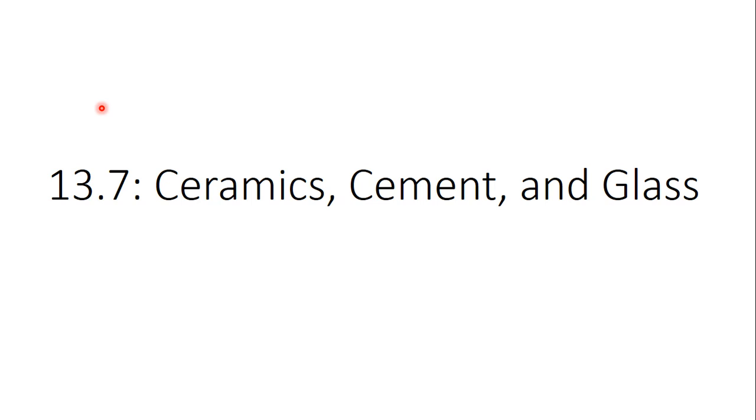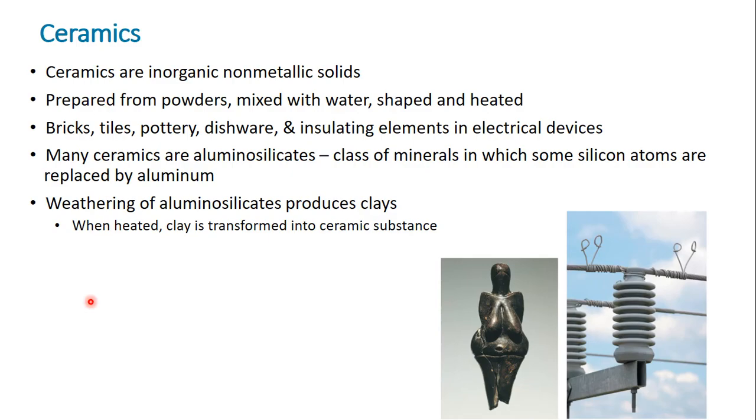In this video, we're going to look at some common materials you can make from the solids we've been talking about in the previous videos. And that would be your ceramics, cement, and glass. So let's talk about ceramics first. These are inorganic, non-metallic solids. Inorganic means no carbon is in there.